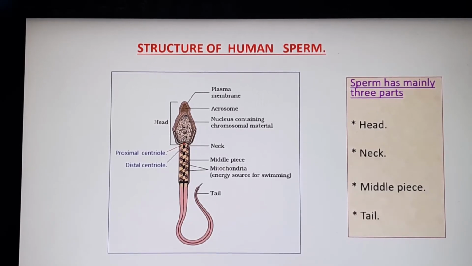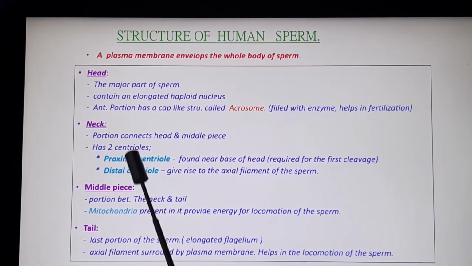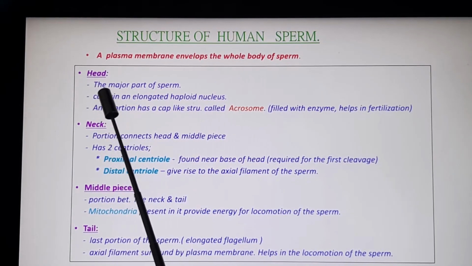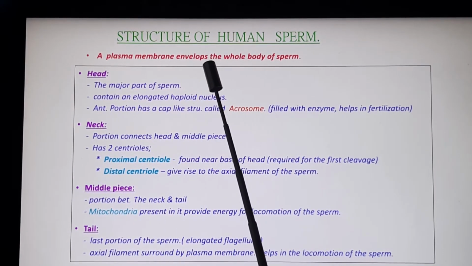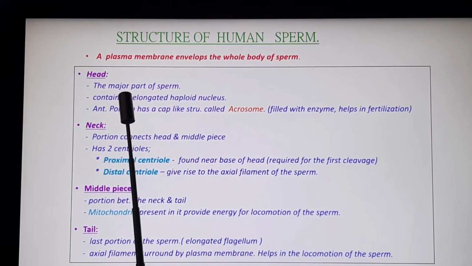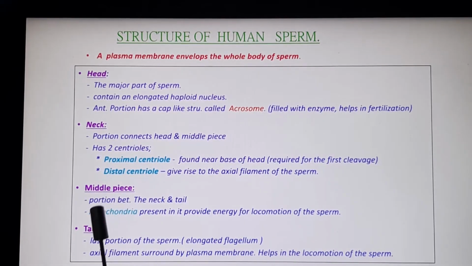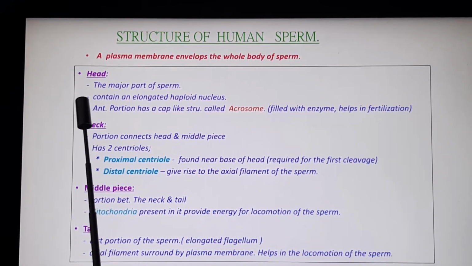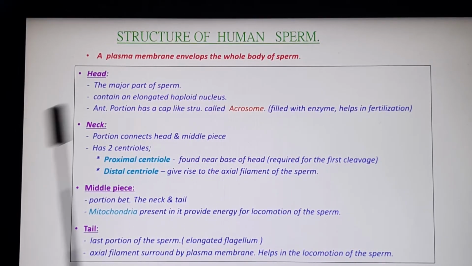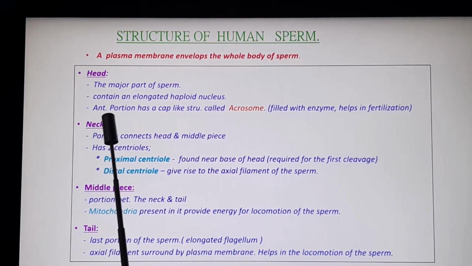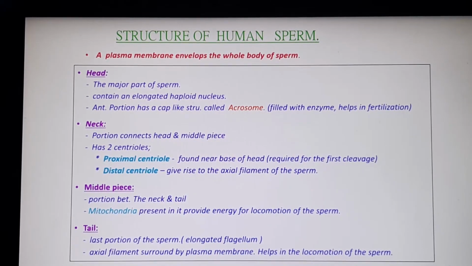This diagram is also very important. So you please draw and practice this diagram. What I told, that explanation can be given here like a summary. The structure of human sperm: the plasma membrane envelops the whole body of the sperm. It is divided into head, neck, middle piece and tail. The major part of the sperm is the head and it contains an elongated haploid nucleus. As told, the anterior portion has a cap-like structure called acrosome, which is filled with enzymes that help in fertilization.